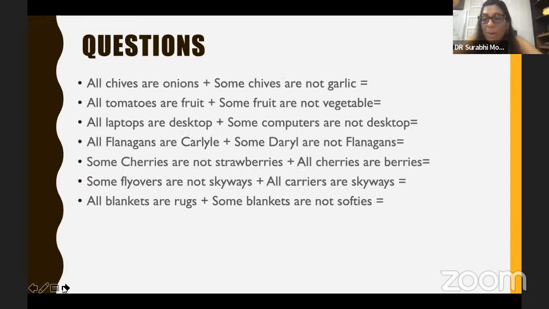So very carefully mark the middle term. If it is written with all, great. You will get an answer. If it is written with not, you will get an answer. If it is not distributed, neither all nor not, no answer. If it is double distributed, again, no answer. So last set of questions, children. I'll give you 2 to 3 minutes to solve them.